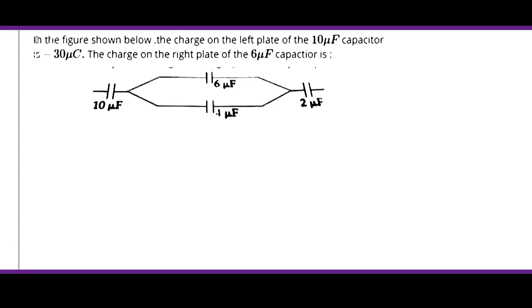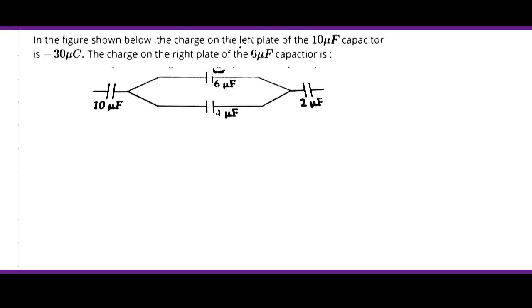Hello everyone, let's start the question. The question says that in the figure shown below, the charge on the left plate of the 10 microfarad capacitor is minus 30 microcoulomb. The charge on the right plate of the 6 microfarad capacitor is. So in the question, it is asked to find the charge on the right plate of the 6 microfarad capacitor.